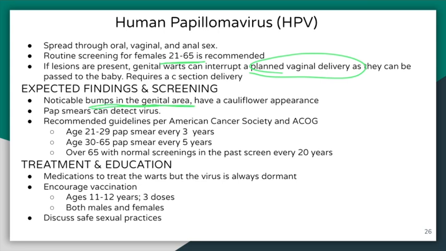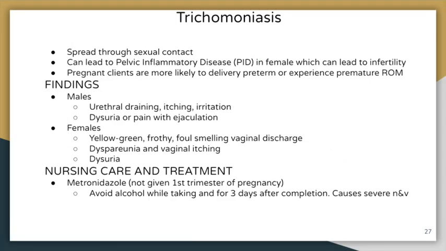When somebody has an outbreak of HPV, you can see there are noticeable bumps in the genital area. They kind of look like small cauliflowers. It's detected by doing a pap smear. And here are the screening times and guidelines per ACOG and the American Cancer Society. So they can give medication to treat the warts themselves, but the virus is always dormant. We want to encourage vaccinations in both males and females and discuss safe sex practices.